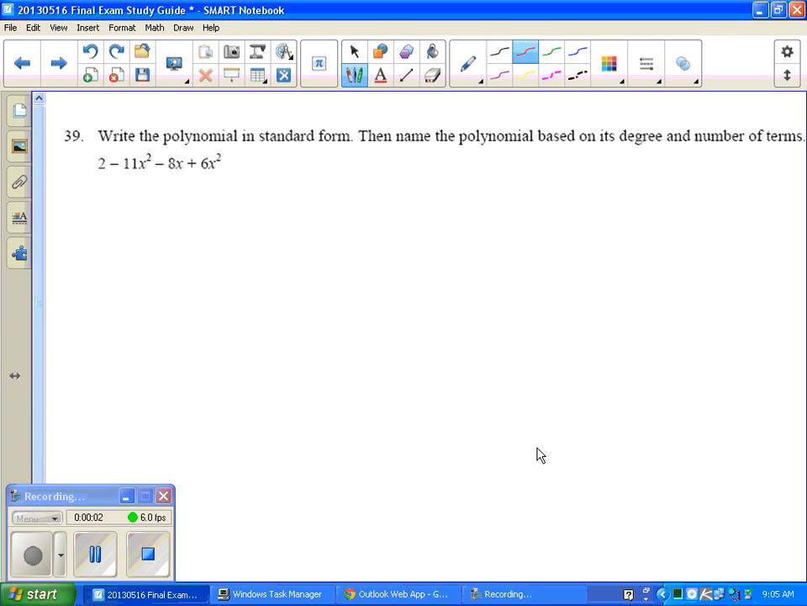This is our final exam study guide. We're picking up on number 39. This is part 4. Number 39 says write the polynomial in standard form, then name it based on its degree and based on its number of terms.